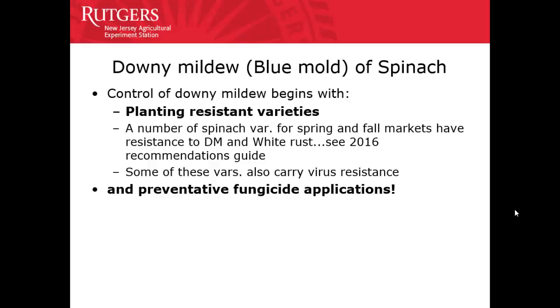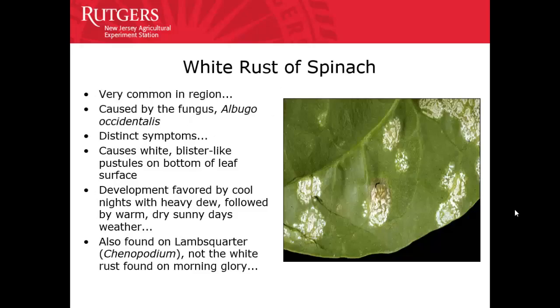And the fungicides that you use to control downy mildew with spinach, you can also use to control white rust, which again I'll talk about now. It's caused by Albugo occidentalis. Produces a very distinct symptom on the bottom sides of leaves with these white pustules. Again, for the amount of spinach we grow in the southern part of the state, I rarely see this disease. Once every 2 or 3 years, because they're growing resistant varieties.